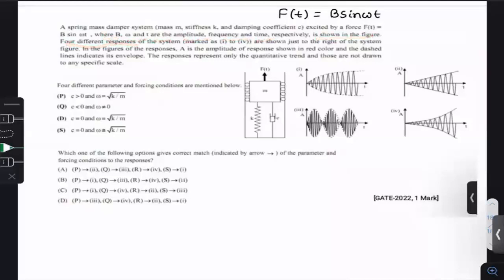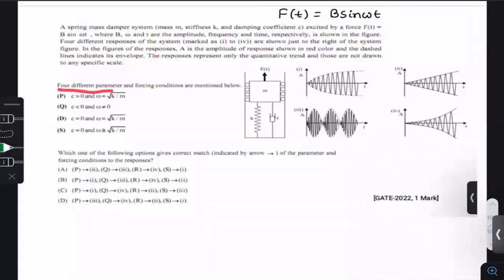Four different responses of the system, marked from 1 to 4, are shown to the right of the system. In the figure of response, A is the amplitude shown in red color, and B is the dashed line. The responses represent only the quantitative trends. They are not drawn to any specific scale.